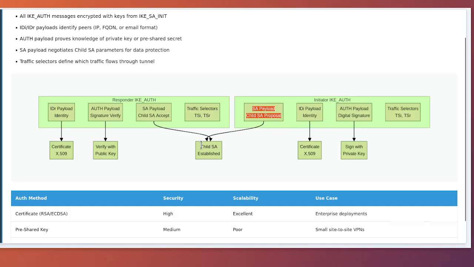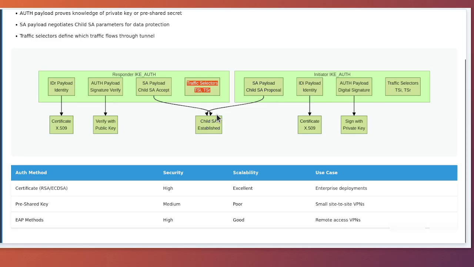The traffic selector payloads, TSi and TSr, define what traffic will be protected by this child SA. The initiator specifies which of its traffic should go through the tunnel using TSi, and which responder traffic should be accepted using TSr. These selectors typically include IP address ranges and port ranges. For example, you might specify that all traffic from subnet 10.1.0.0/24 going to subnet 10.2.0.0/24 should be protected.